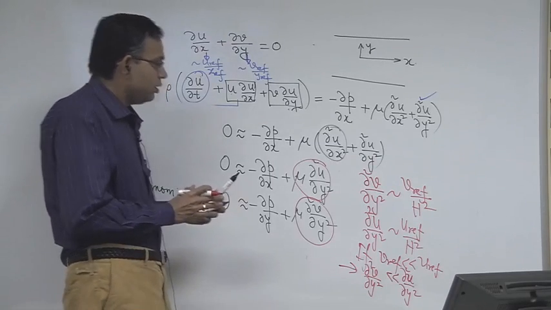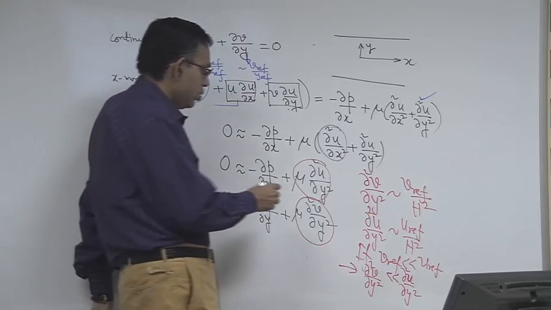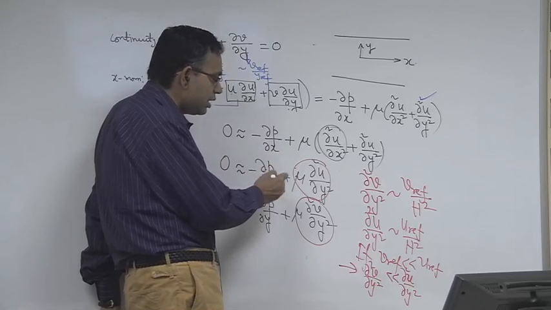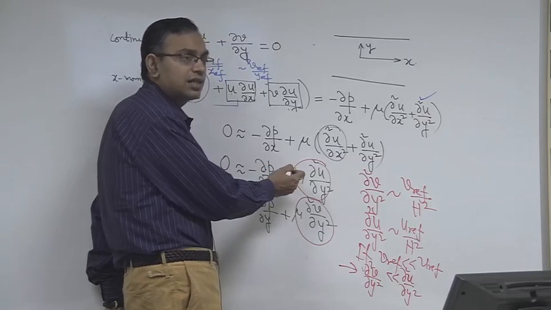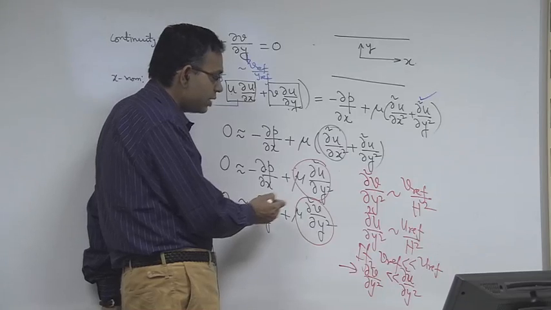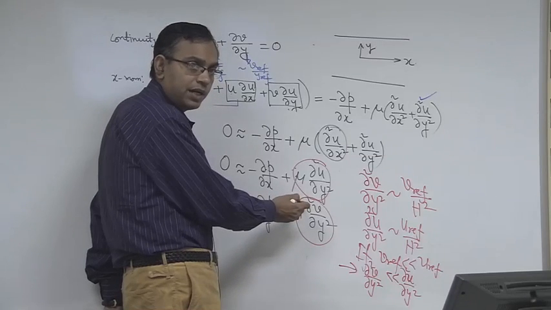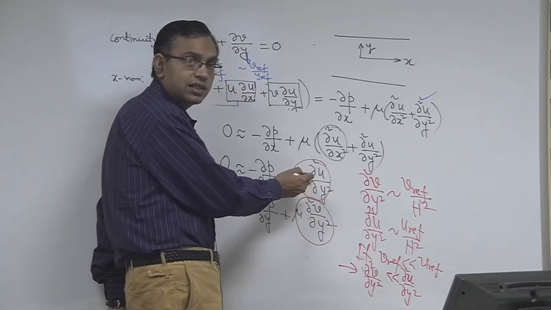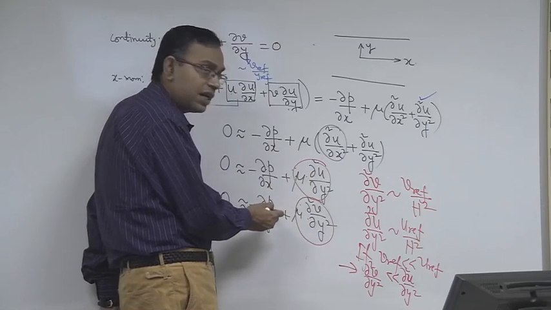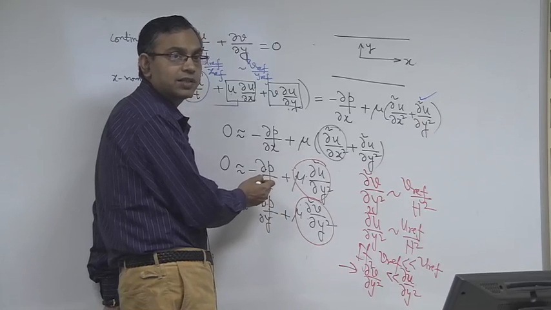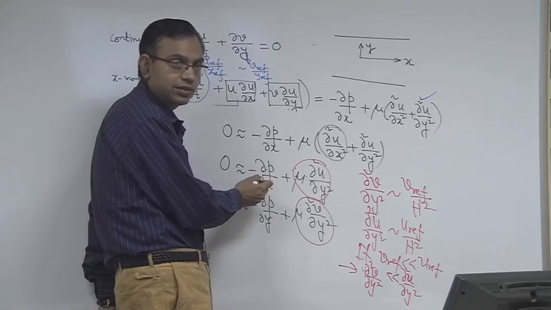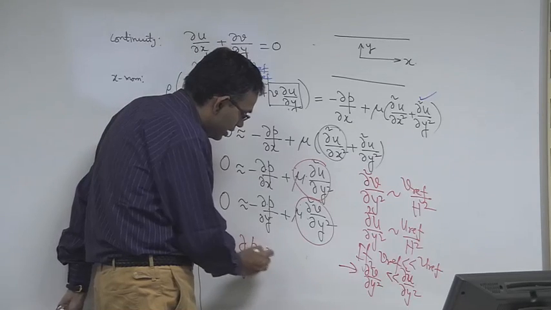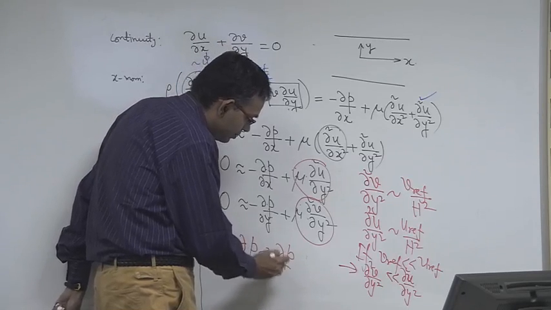So now apply a logic. You have these two equations. In this equation, the pressure gradient term is being balanced by the viscous term. In this equation also, the pressure gradient term is being balanced by the viscous term, but the viscous term in the second equation is much less than the viscous term in the first equation. Therefore, the pressure gradient term in the second equation must be much less than the pressure gradient term in the first equation. So this analysis implies that del P del Y is much less than del P del X.